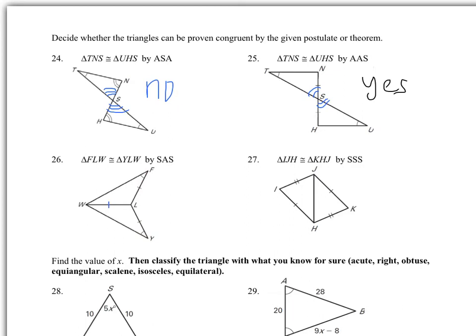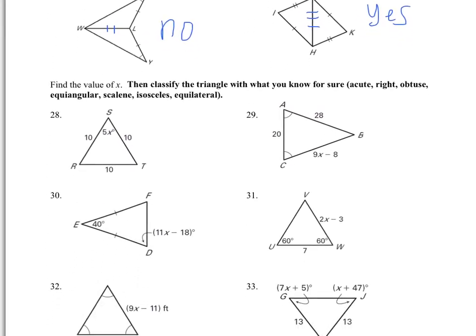I know that this middle side is shared between those two, but that's all I know. So what is that? SSA? Yeah, that doesn't work. So number 26, the answer is no. 27, we want to use SSS. Well, I know all these pairs they give us are congruent. I also know by the reflexive property this middle side will be congruent. So our answer is yes. That would work by SSS.